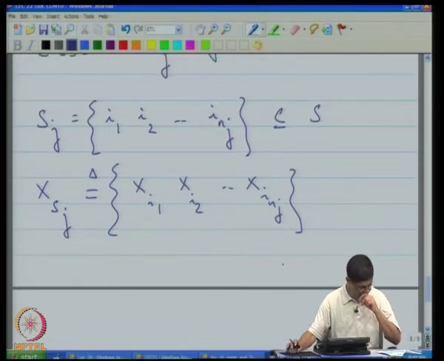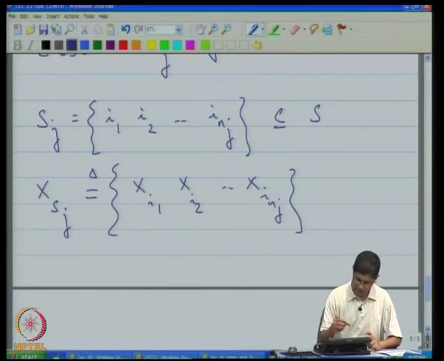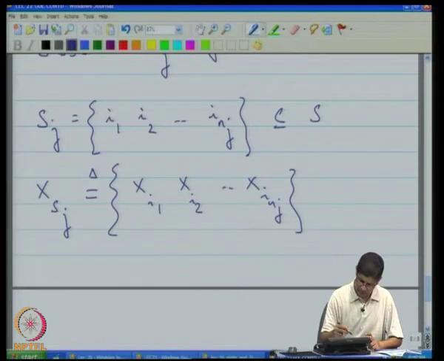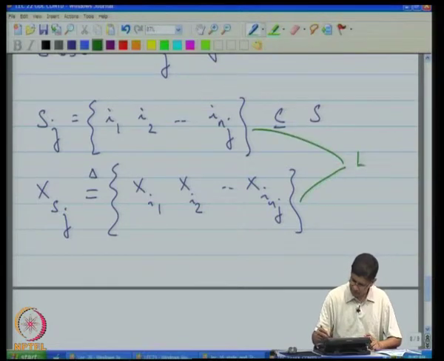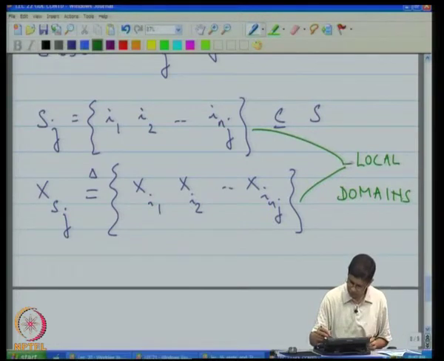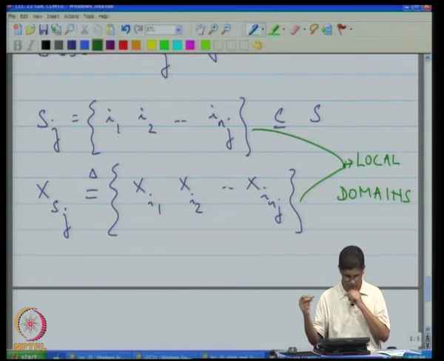Now we will be a little bit sloppy in our terminology, and we will actually refer to both of these interchangeably as local domains.